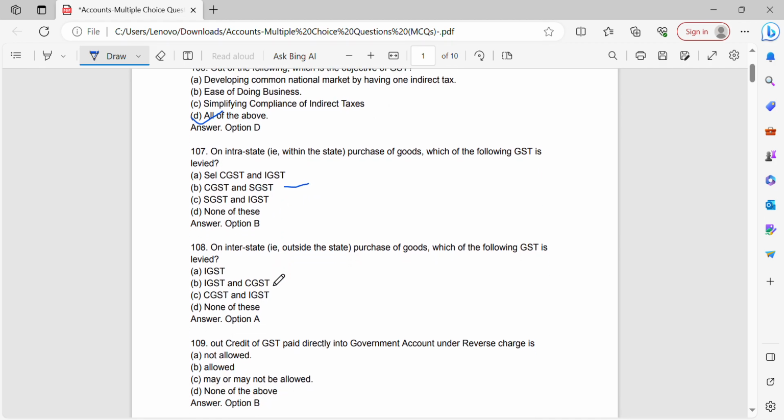On interstate, outside the state purchase of goods, which of the following GST is levied? ऑप्शन ए है IGST, ऑप्शन बी है IGST एंड CGST, ऑप्शन सी इज CGST एंड IGST, और ऑप्शन डी इज नन ऑफ द अबव. द आंसर इज ऑप्शन ए, IGST.